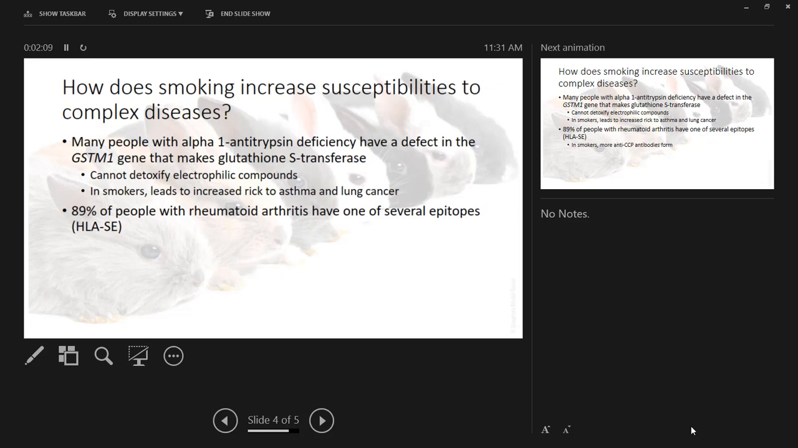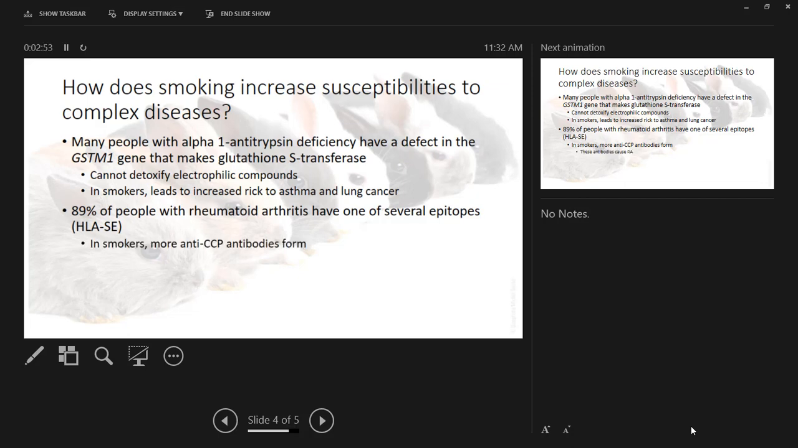89% of people with rheumatoid arthritis have one of several mutations in these complexes of genes. And you're like, wait a minute, that's a pretty high percentage. Does that mean that this is high penetrance? That if you have a mutation in one of these genes, you're going to develop that? Not necessarily. Notice this is in people that have already developed rheumatoid arthritis. Almost 90% of them have one of several epitopes or different alleles in this gene complex.